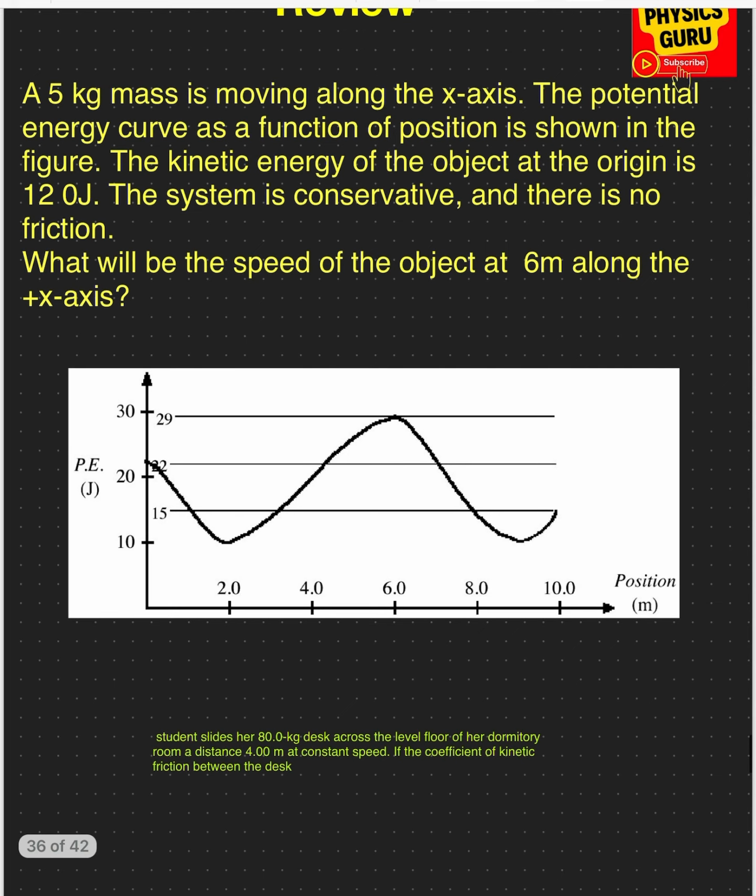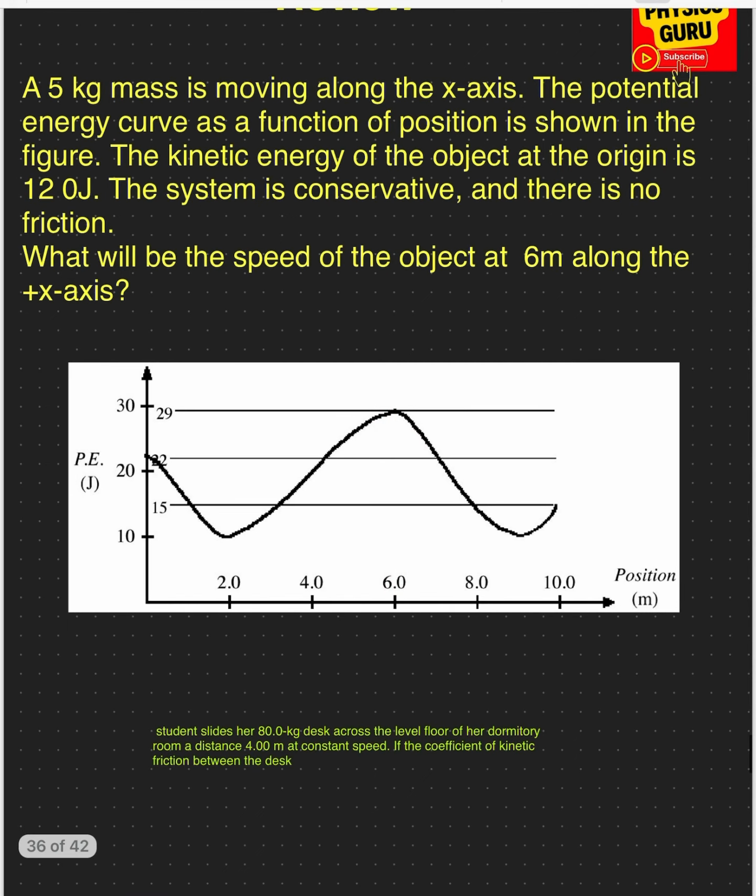So here we have a 5 kilogram object moving along the x-axis, and the potential energy is given as a graph here. Okay, and the kinetic energy is given at the origin, which is 120 joules. And you have to find out the speed of the object at 6 meters along the x-axis. That means at this point. So what is basically being asked here is, let me clear this one.